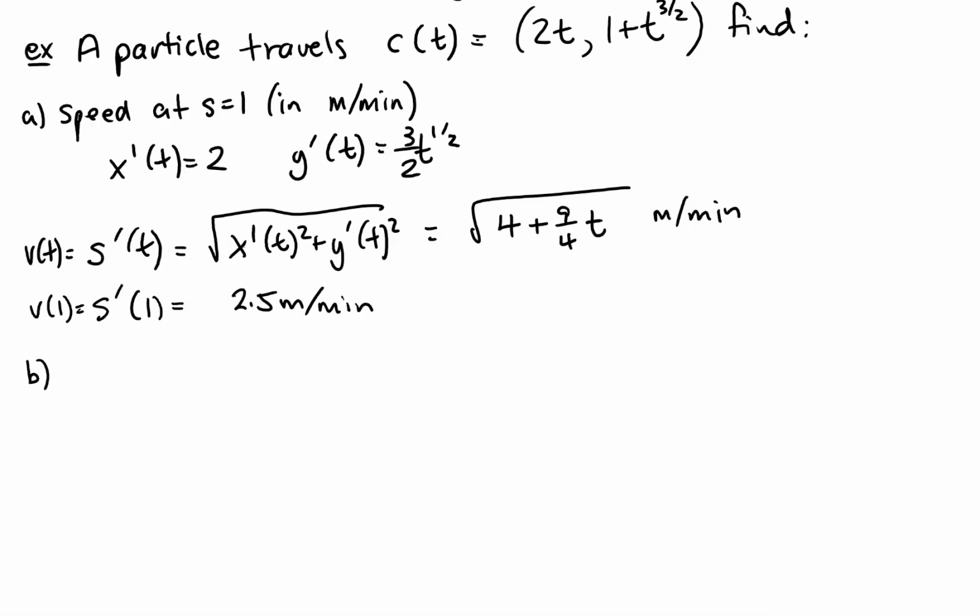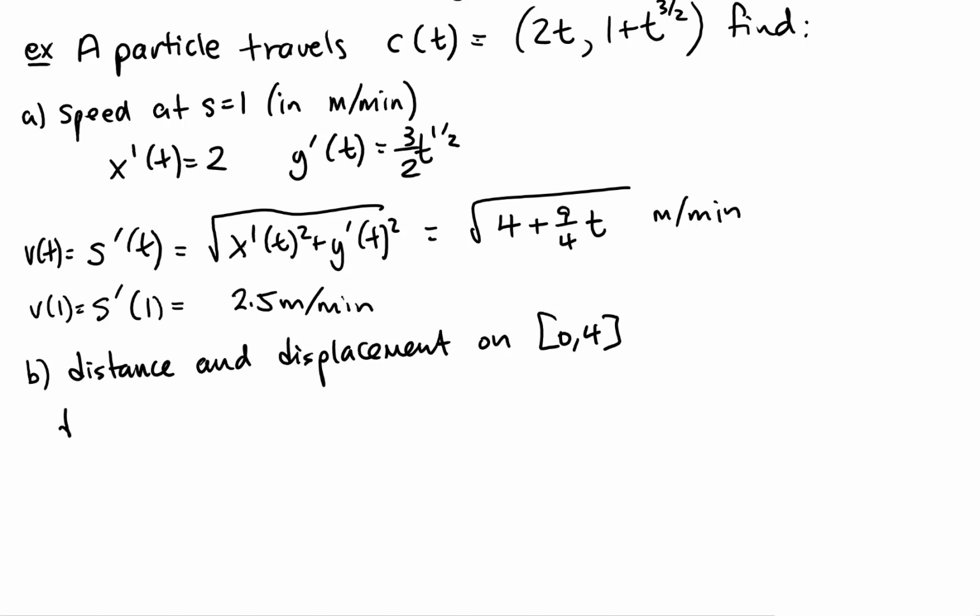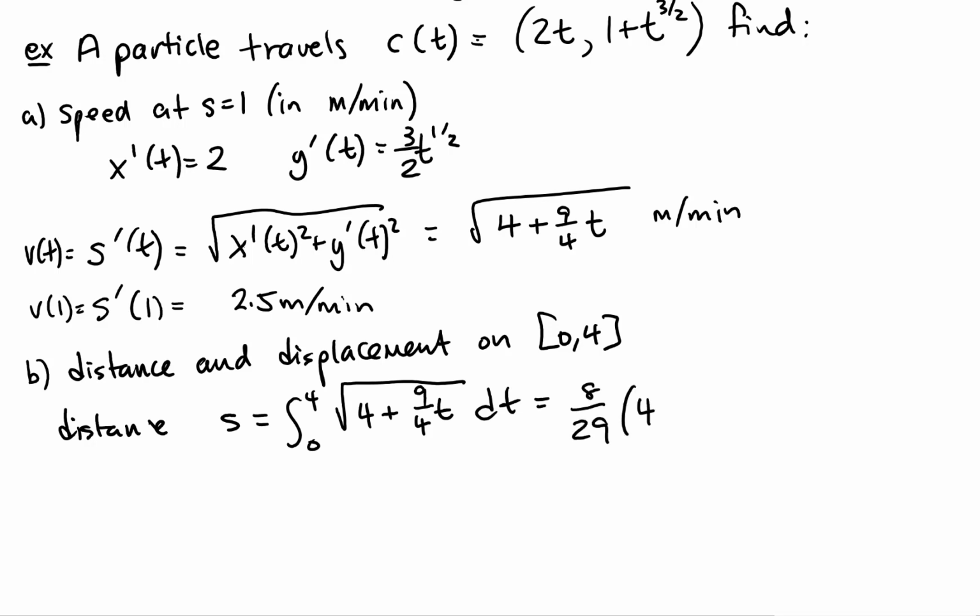For part B, we're going to take a look at the distance that's traveled and the displacement on the interval 0, 4. So the distance is s, which will be the integral from 0 to 4 of, and we can use the equation from before, the square root of 4 plus 9 over 4t dt, and this will become 8 over 27 times 4 plus 9 over 4t to the 3 over 2, evaluated at those two endpoints, 0 and 4, which is about 11.52 meters.